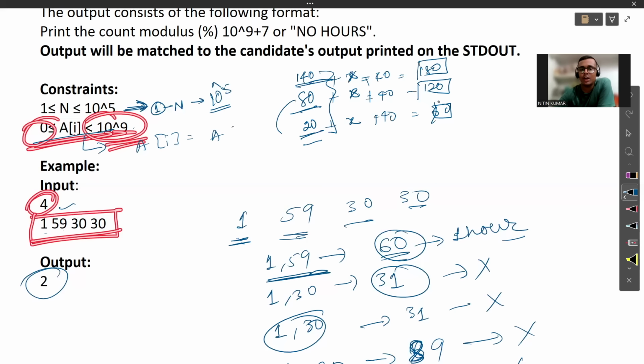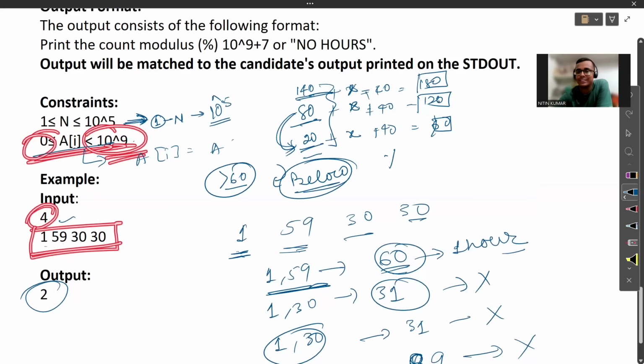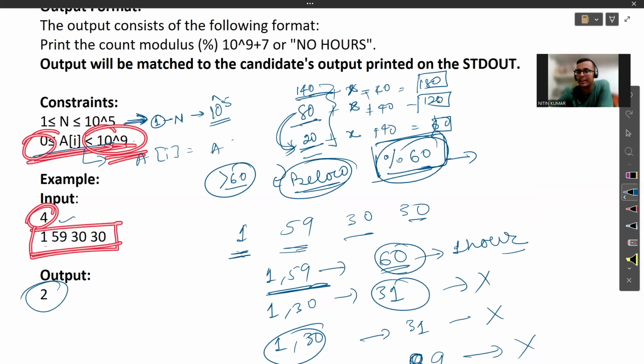That means if you convert 80 into 20, there is no harm. So if you have a number as a minute greater than 60, just take it below 60. How can you take it below 60? I've told you earlier on this problem, Anish, the approach. Take the modulo with 60. For every element value in the array, take it modulo with 60 so that it comes in the range of 0 to 59.